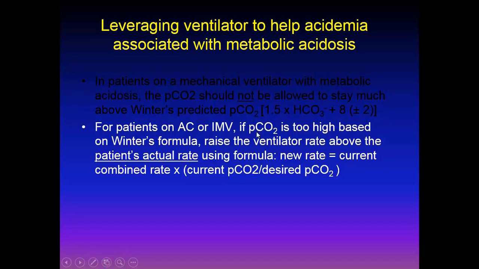If they're on the ventilator and the PCO2 is higher than we like, we should raise the ventilator rate above the patient's actual rate using the formula new rate equals the current rate times the PCO2 that we have divided by desired. Very confusing, but let me use some words. Let's say someone's currently on assist control breathing at 10 and their PCO2 is 30, but we calculate it should be 20. The current PCO2 of 30 compared to our desired of 20 is 30 divided by 20 is 1.5 ratio. That means the current combined rate of 10 should be raised to 15.